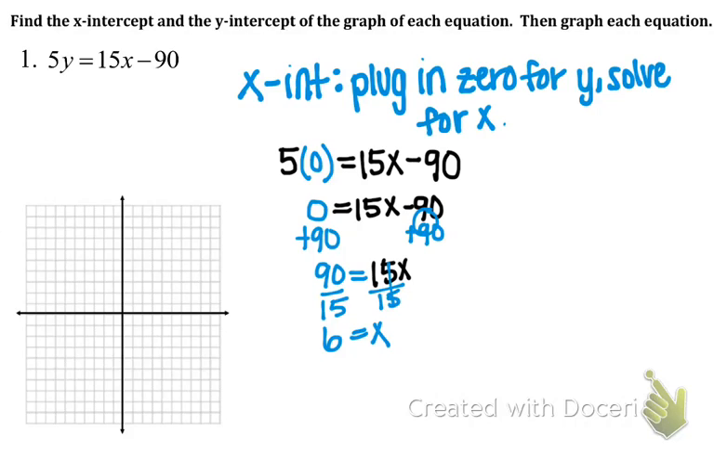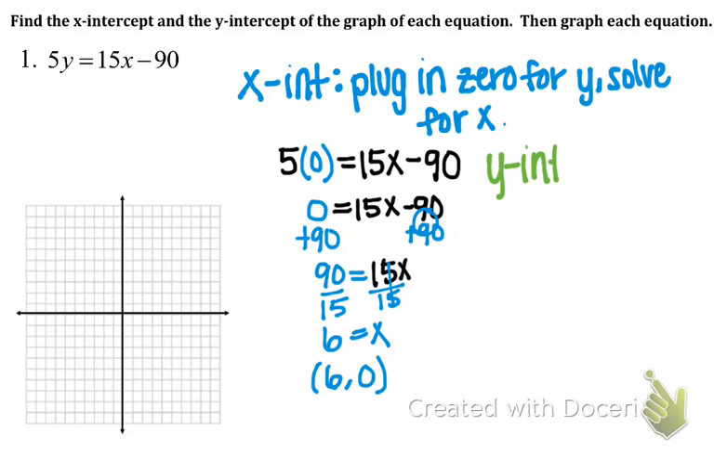Next, I'm going to write this as a point because my x-intercept is a point on the graph. So since I solved for x, 6 goes in the x-coordinate position, as you can see, and then since I originally plugged in 0 for y, that is my y-coordinate.